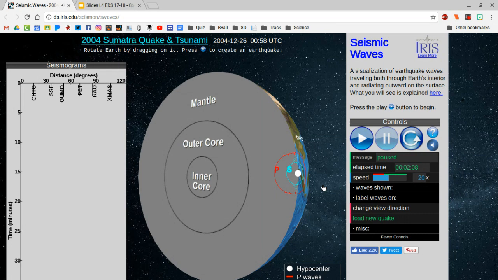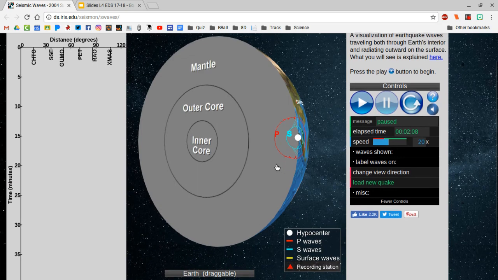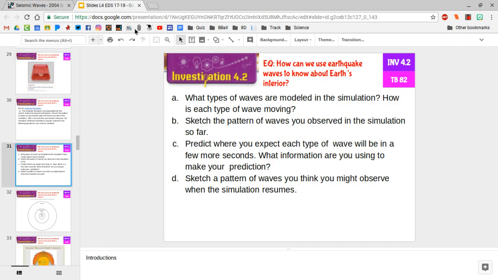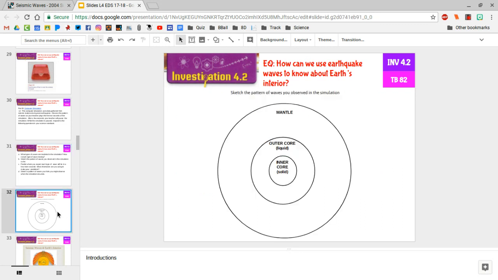Okay, so you should be observing the P and S waves leaving the earthquake epicenter, which is right there. So at this point, you should answer questions 12A, B, C, and D. And then this is where you might sketch in your notebook, draw those.